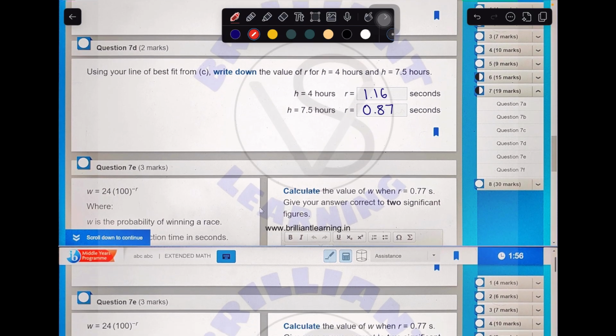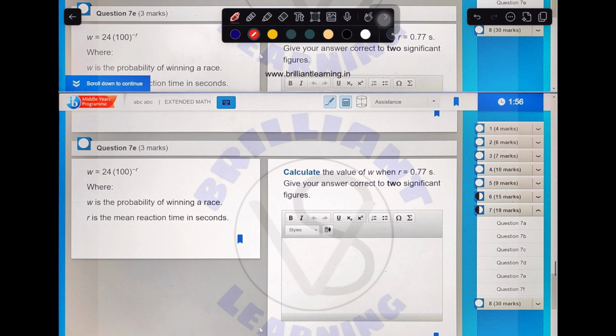Right, continuing. Let's see, did I miss anything then? Nope. Okay, so 7E is 3 marks. So we have W is equal to 24 lots of 100 to the power of minus R, where W is the probability of winning a race and R is the mean reaction time in seconds. So calculate the value of W when R is equal to 0.77 seconds. Give your answer correct to two significant figures. So here we want to see that W is equal to 24 lots of 100 to the power of minus 0.77.